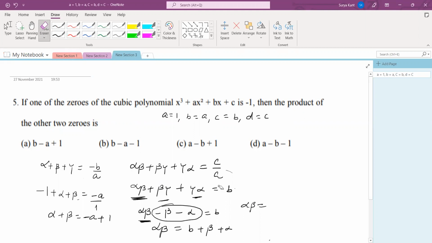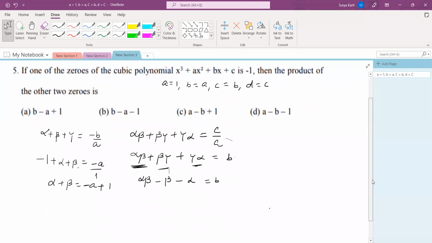Let me erase this one first. What we can do, erase this. We can write another way: the product of the other two zeros you should find. The product of the two means you have to find alpha beta only. The same thing you did correctly. Alpha beta is equal to b plus beta plus alpha. It was correct only, no?